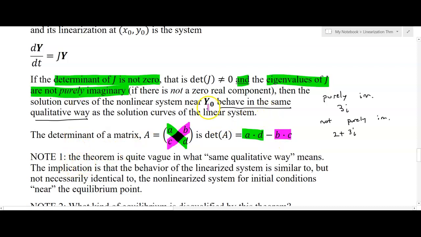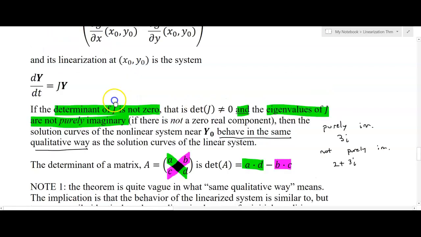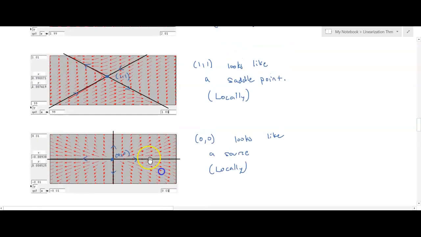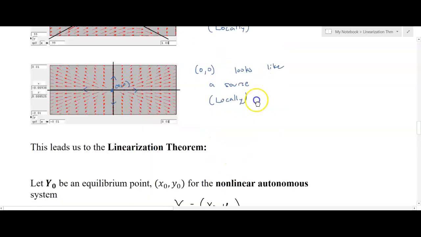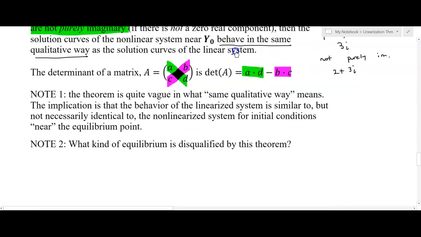The second thing that we need to ensure is that the eigenvalues are not purely imaginary. And that's when, after we have verified that the determinant is not 0, that only at that point can we go and investigate and look at the eigenvalues themselves. So if you find out that the determinant is 0, you stop there. This theorem is not going to be useful. At that point, all you can really do is this type of analysis where you zoom in, if that is at all possible.